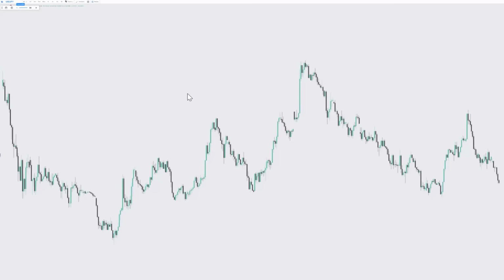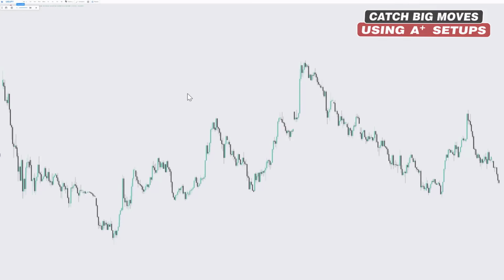In today's lesson, I'm going to teach you how to identify high probability trade opportunities with A+ setups. That is how you can catch the big moves, the massive moves in the market. If you want to ride the big waves of the market, I'm going to show you how to catch these huge moves by identifying A+ setups. So it's going to be a very quick lesson. I'm not going to waste time on this particular lesson. Okay, so let's jump straight into it.